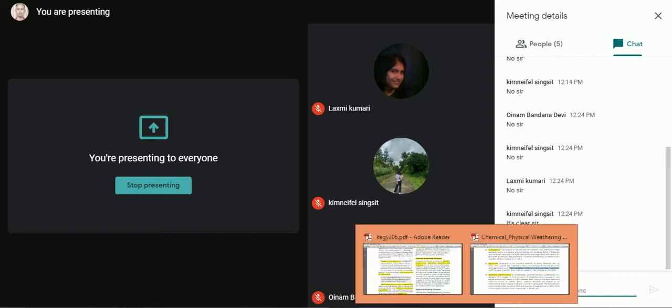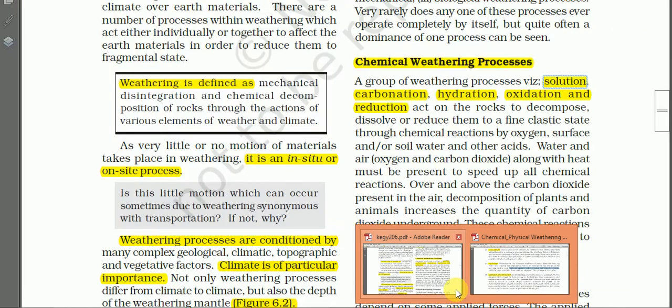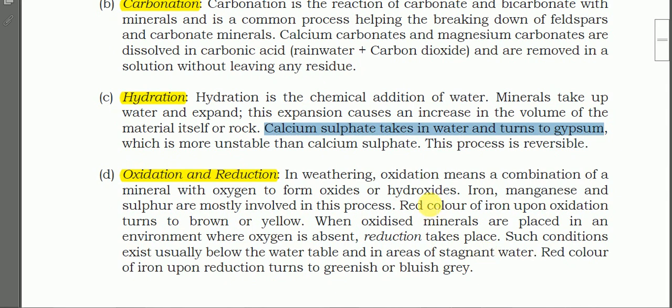Hydration means absorption of water by the rock. When the rock absorbs water, the volume is expanded, and there will be a chemical reaction within the rocks. Because of that, the characteristics of the rock change to another form. For example, calcium sulfate absorbs water and turns into gypsum because of the chemical reaction within the rock, and you must know this process is reversible.